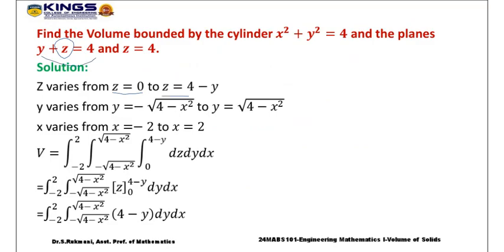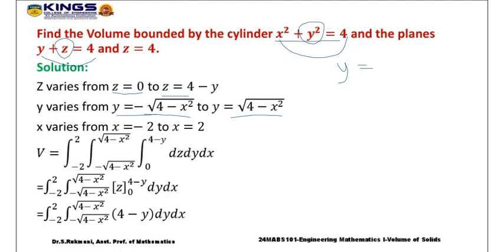Next the limit for y comes from this equation, that is x square plus y square equal to 4. So from this we are finding y square. So y square equal to, take this x square this side, that is y square equal to 4 minus x square. So y equal to plus or minus root of 4 minus x square. So plus or minus means it is minus root of 4 minus x square to plus root of 4 minus x square.